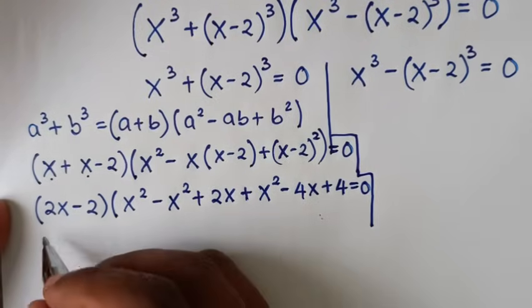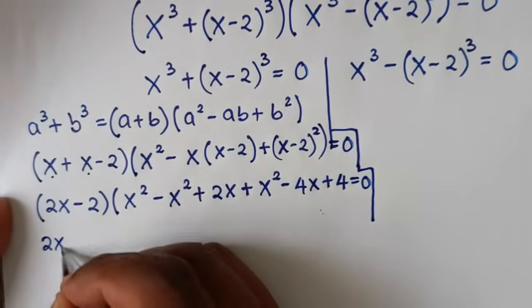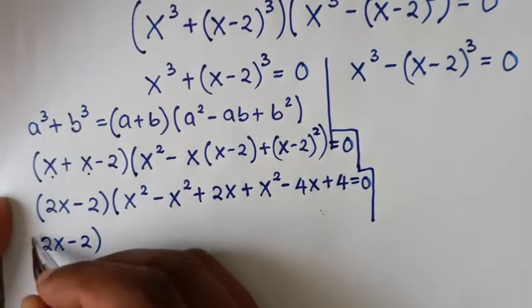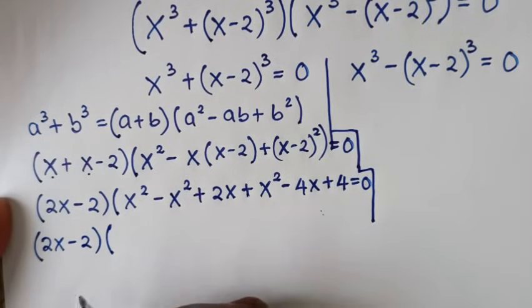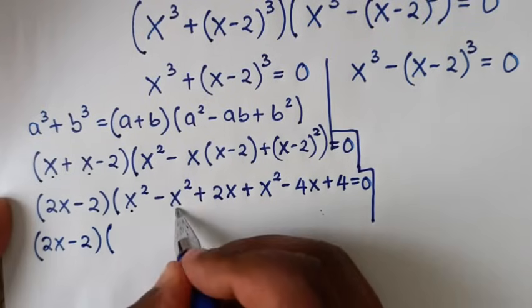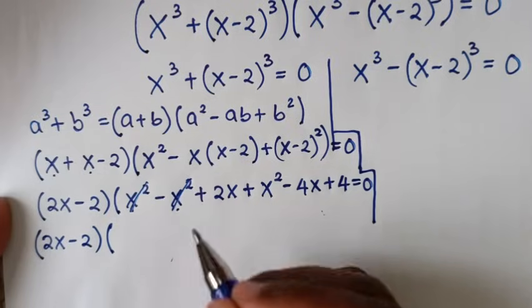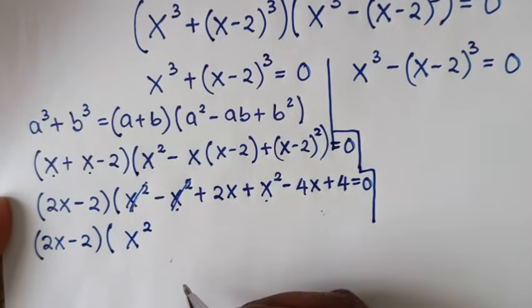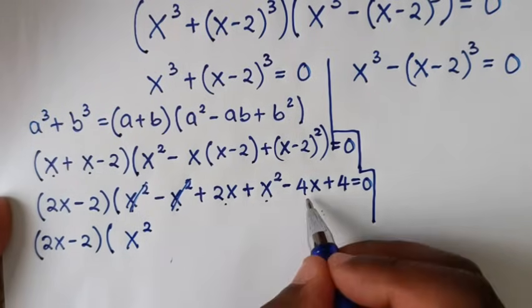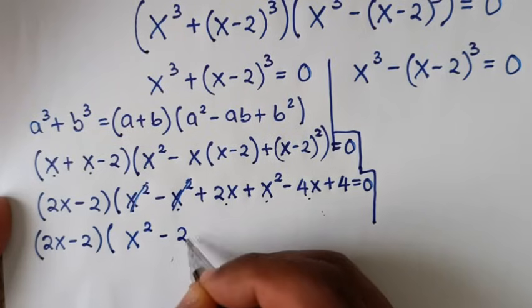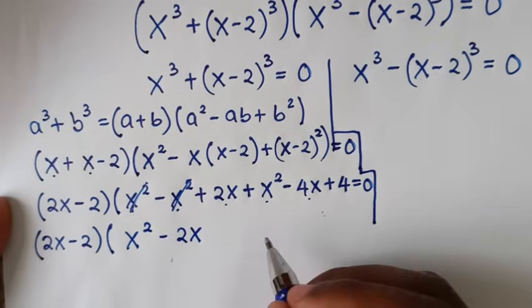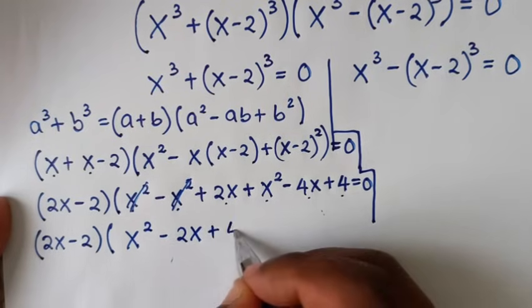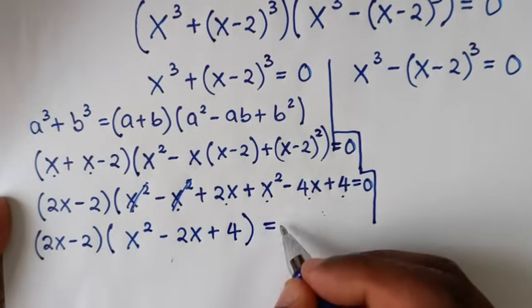Then here it will be (2x - 2) times (x^2 minus x^2 is 0, so this and this will cancel, so it will be x^2, then 2x minus 4x is minus 2x, then plus 4) is equal to 0.